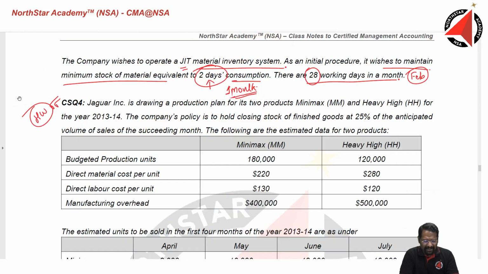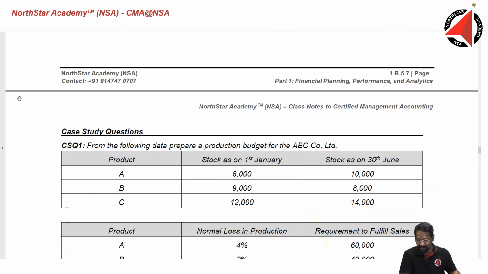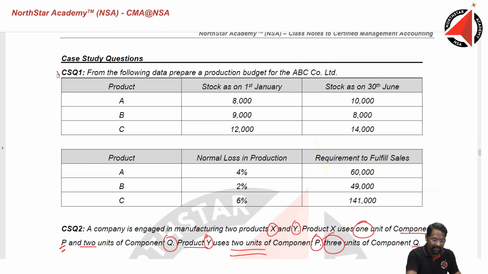Okay, CSQ 1 is a very, very basic question. I don't think I need to solve it. You can look at the answer and solve it. Closing stock is given, opening stock is given, normal loss is given, requirement is given. Very basic question. In case you are not able to solve it by looking at the answer, I will solve it. Just a 1 minute question.